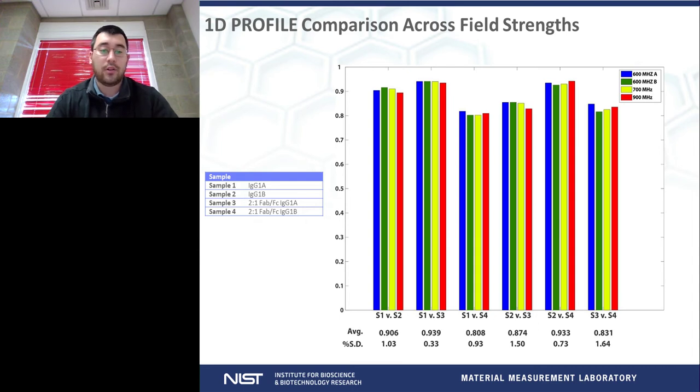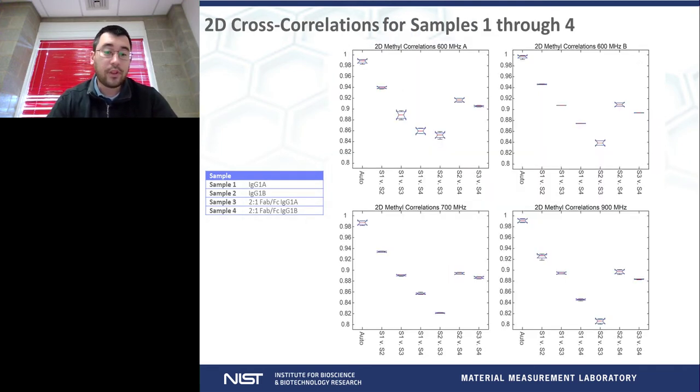So you can see that the relative correlations that are calculated are actually very, very similar across the different spectroscopic fields. For the 2D data, we performed, as I said, a linear correlation in MATLAB. And you may notice that some of the data is a little bit different. I'm going to go into that in just a few seconds.